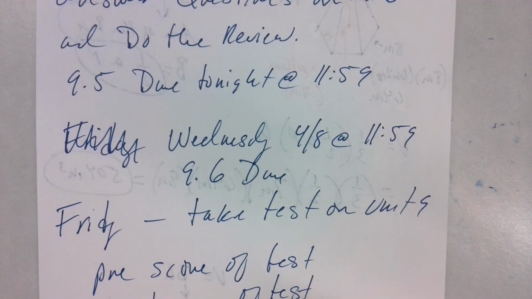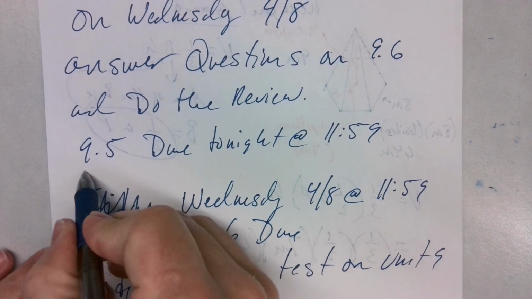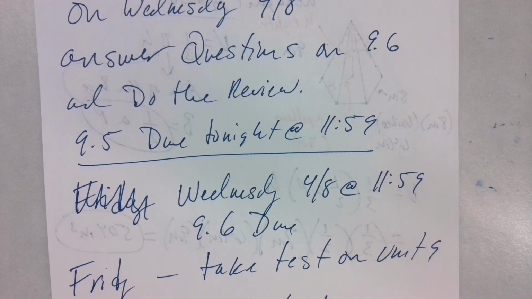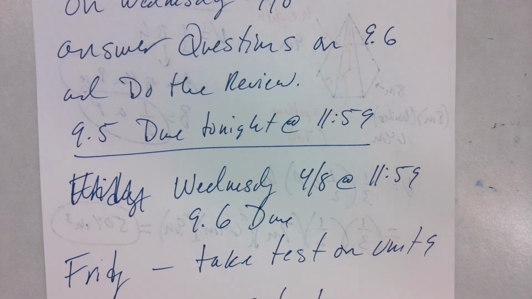So, tonight at 11:59, your 9.5 is due. Which means that Tuesday at 11:59, your pre-score for 9.6 is due, right? No, because I haven't taken it. Yeah, that'll be due, right?